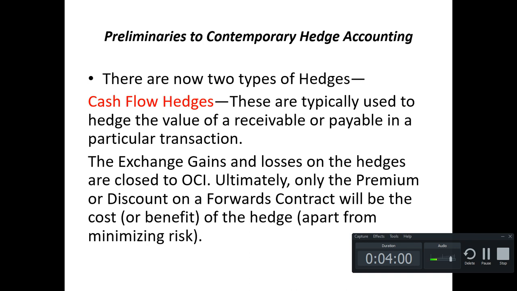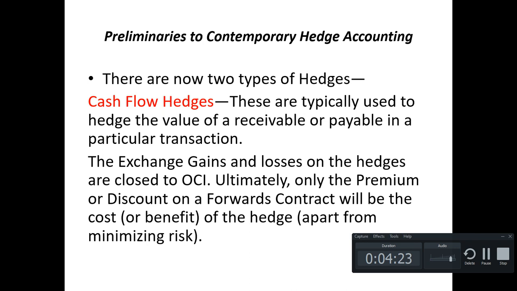And then, like I tried to hint in the last video, ultimately, mechanically speaking, it doesn't matter how you do the accounting. Ultimately, it's really the premium or discount of the forward contract that will be the cost or benefit of the hedge. Apart from your hedge minimizing risk, you're paying a cost, and it's usually the premium or the discount on the forward contract.